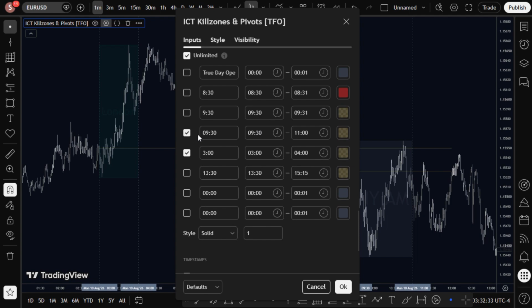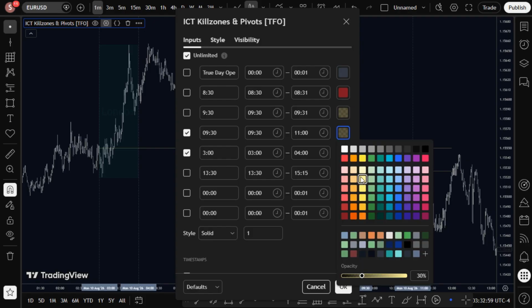So I decided to start from the 9:30 to 11. Remember the silver bullet AM New York AM session starts from 10 to 11. It's just 10 to 11, but I decided to, remember we normally have news by 8:30 and 9:30. Okay, so I want to see that manipulation. That's why I included this. And here's my color. You like my color?